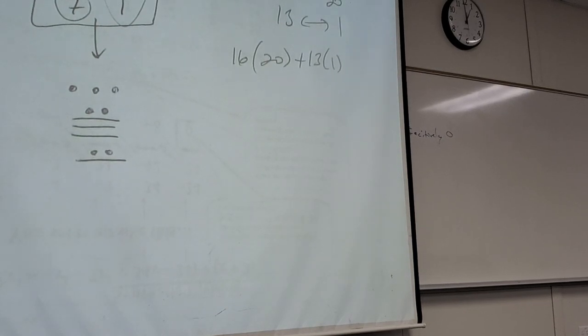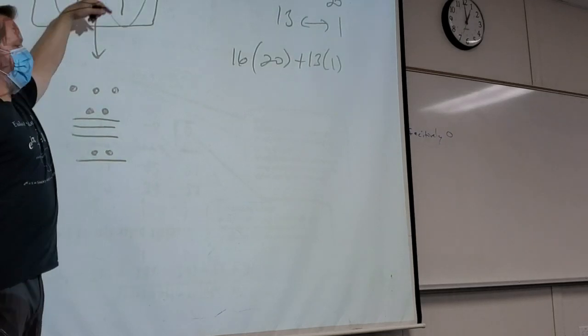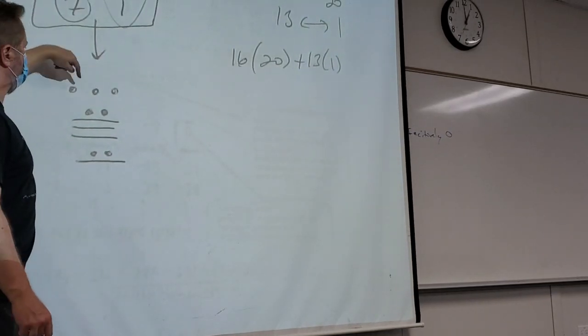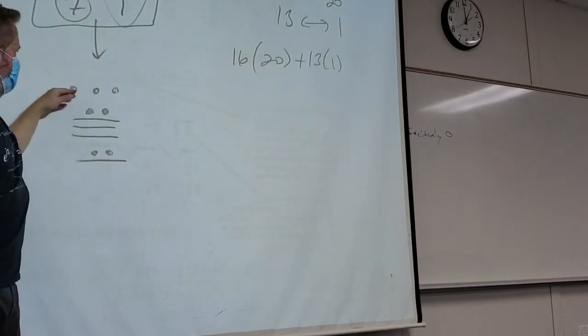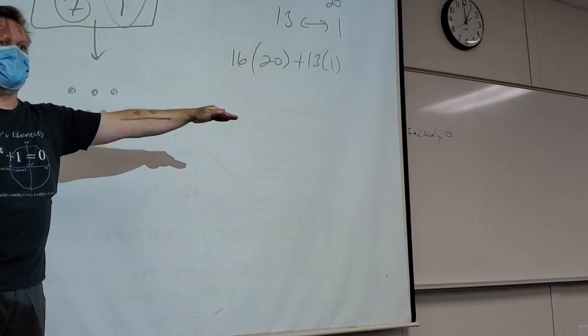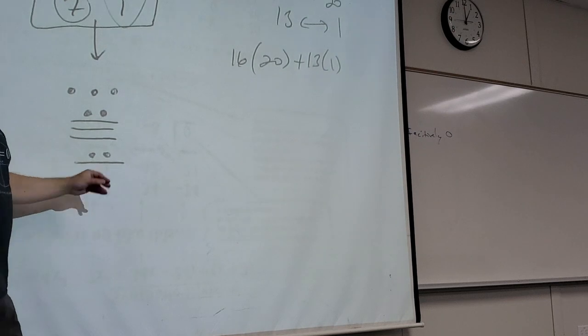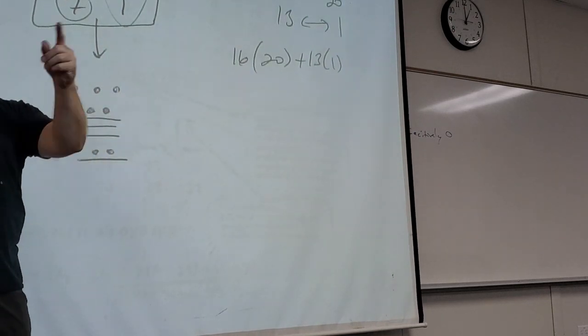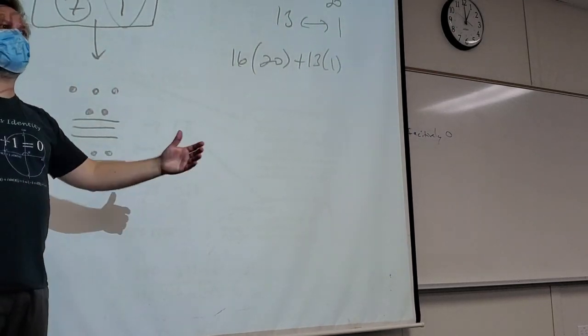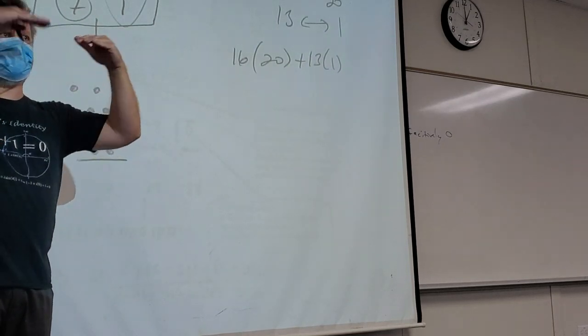So just like our system, does this really mean 3? No, it means 3 of these. How do we know? Because that's the place it's in. Does it look like our system at all? No! Does it act similar to ours? Of course it does. Because they're both place value systems. They're both based on place.